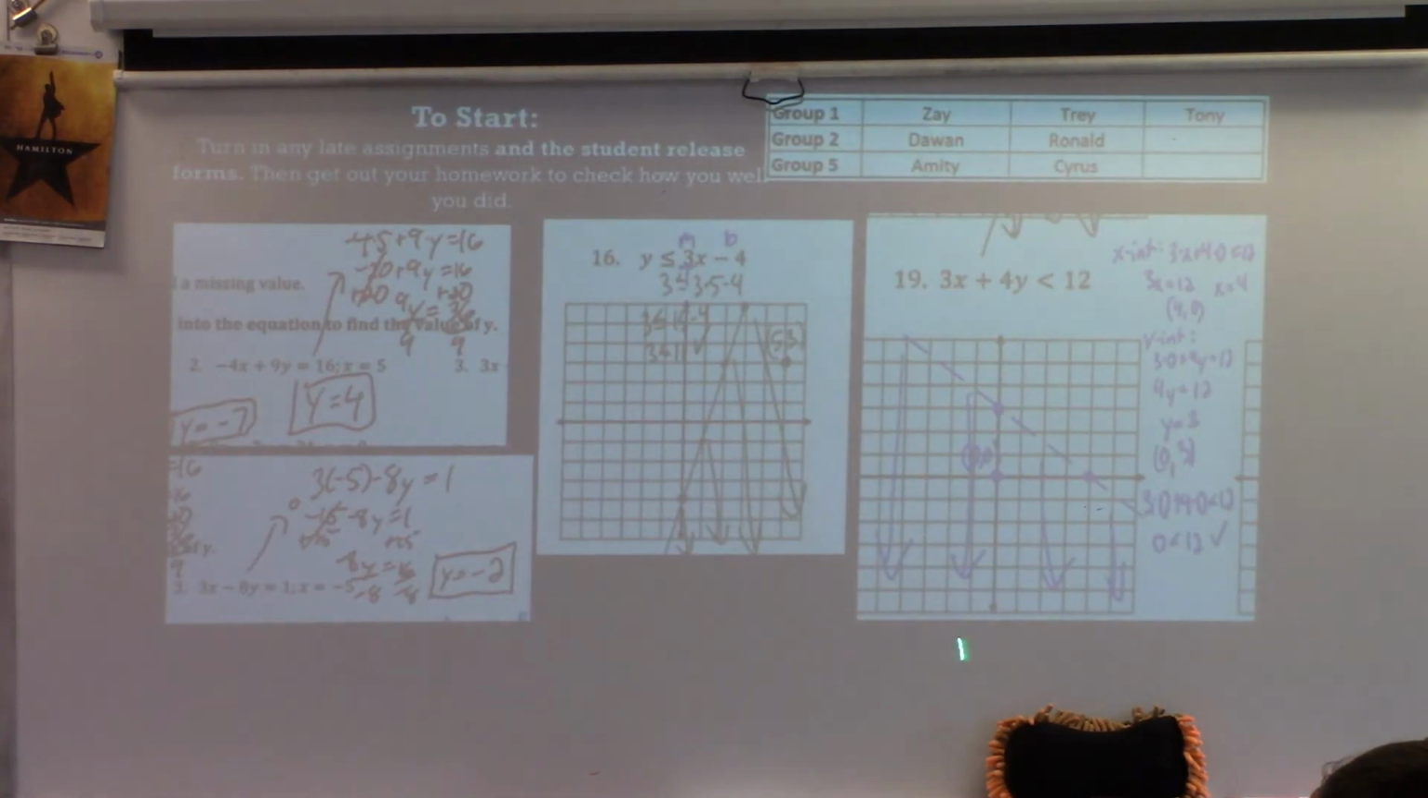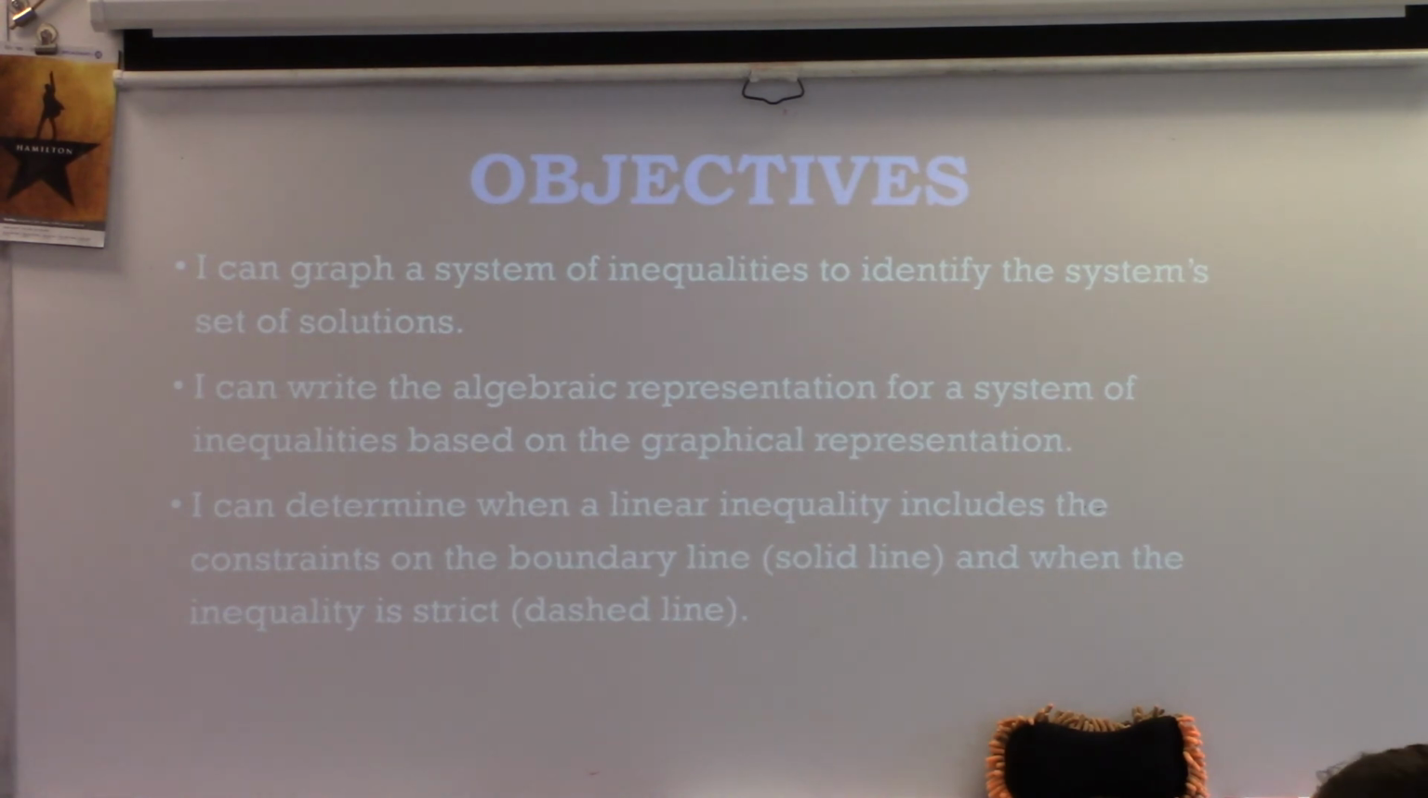Remember, if one inequality, we're looking for just one shaded area for the solution. If we have two or more, you don't remember from 5.5? I'm going to ask you this question tomorrow, so listen in for anyone else to be able to explain it. Who can explain what we're looking for when we're looking for a system of inequalities?